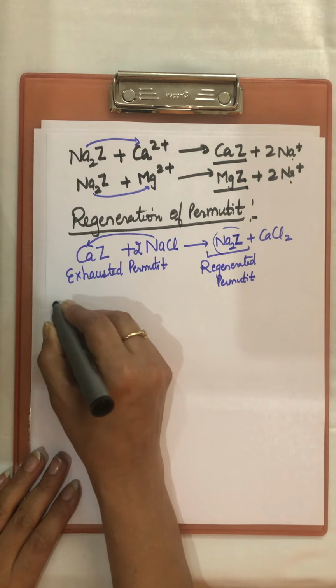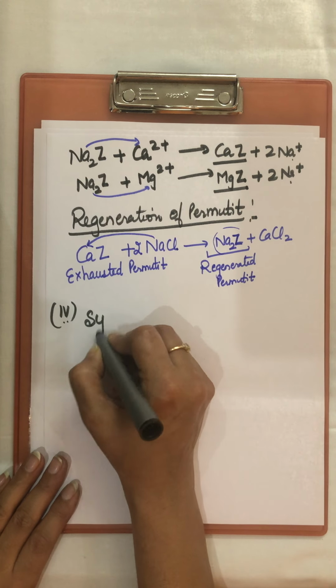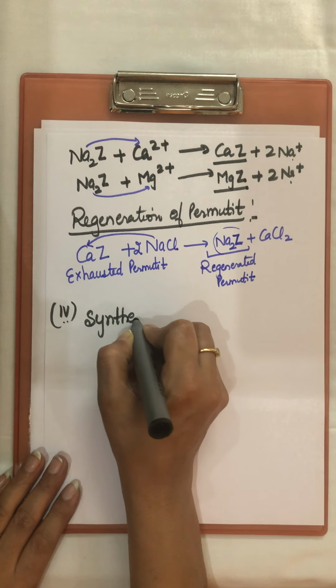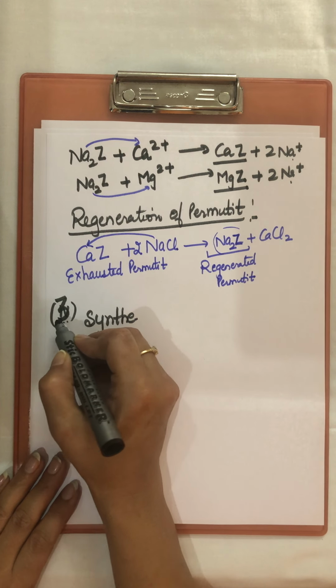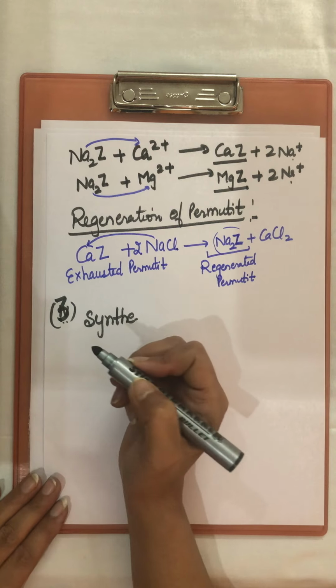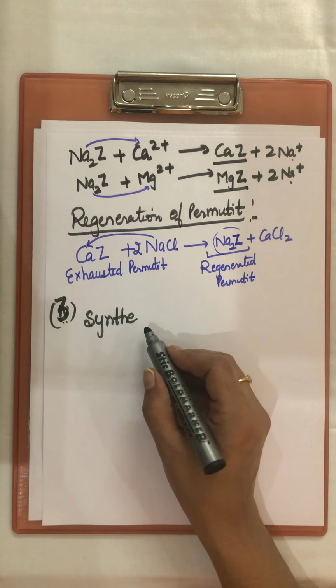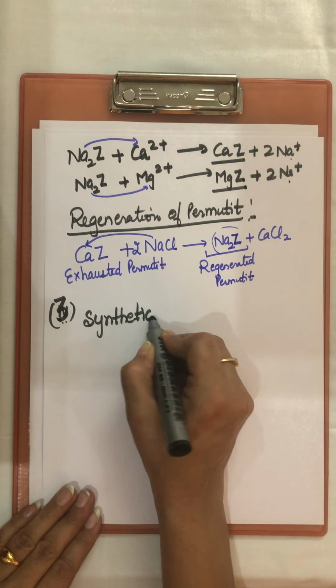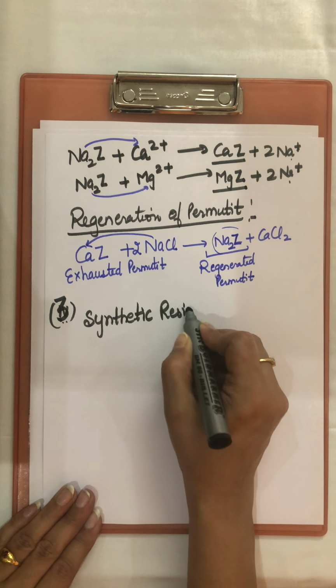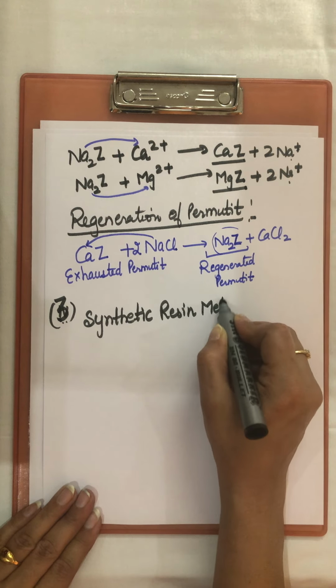Now next method here is synthetic resin method. This is the third method. First method is using the washing soda, second is ion exchange, and third method to remove the permanent hardness of water is synthetic resin method.